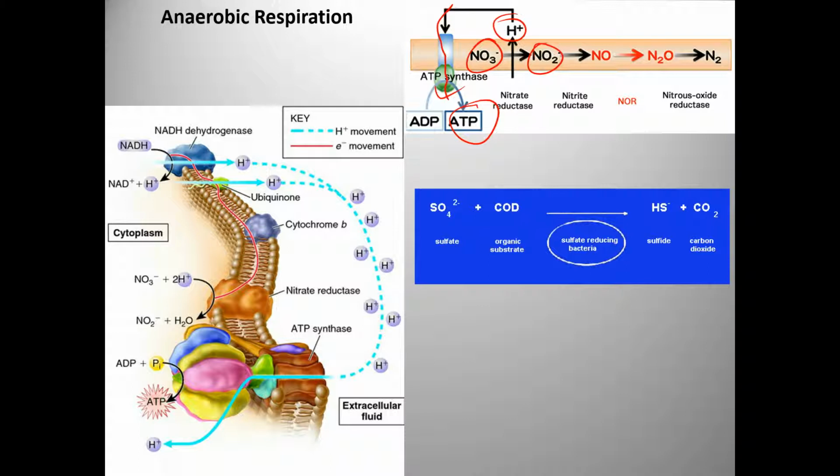Here you have sulfate plus some organic molecule. You have a sulfate reducing organism, like a bacterium, that can take the sulfate and it's going to be converted to sulfide and CO2. So this is very similar to what's happening with nitrate reduction. Here you have sulfate acting as the final electron acceptor in place of nitrate.